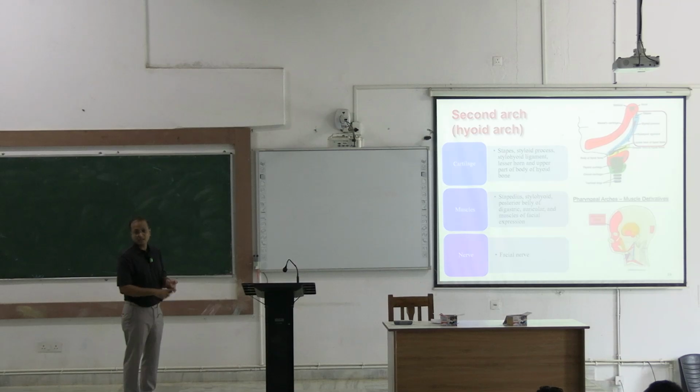Anterior belly of digastric is supplied by which cranial nerve? Posterior belly of digastric is supplied by which cranial nerve? There are two different nerves for these two different muscle bellies. So, this thing we have to keep in mind.